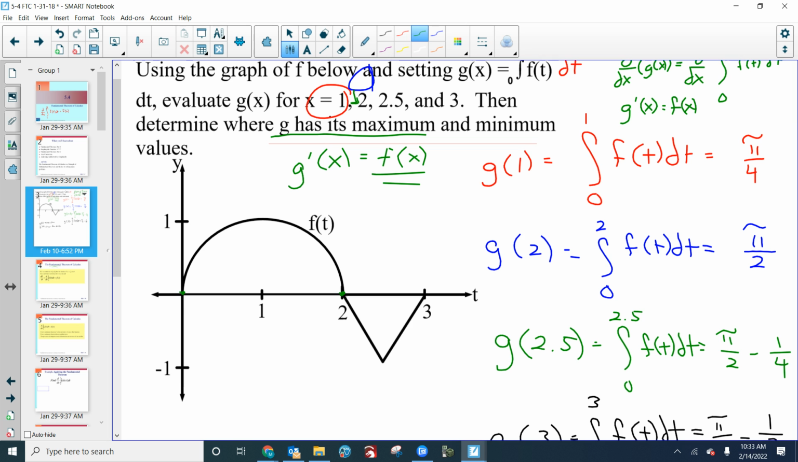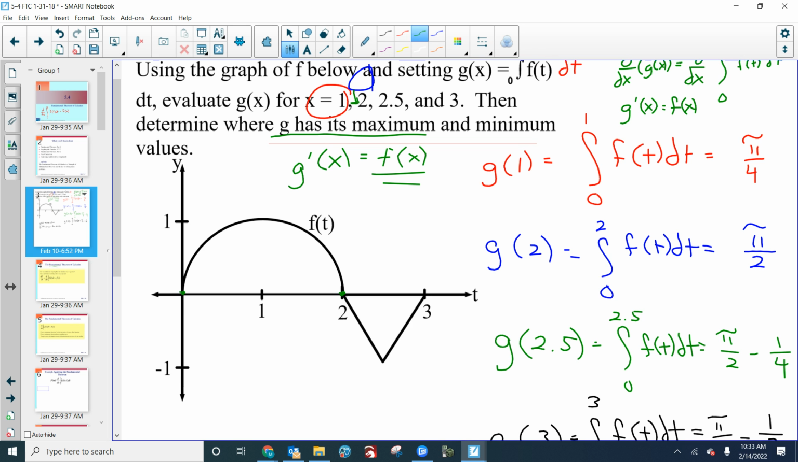You were all looking at f prime, weren't you? You were looking at the slope of this graph. What's the slope of f? Positive. That's not what we're looking at. We're looking at g prime, which is f, and f is below the x-axis. F is negative, therefore g prime is negative. And what happens when g prime is negative? G must have been decreasing. What happens when you decrease into a right endpoint? Minimum.